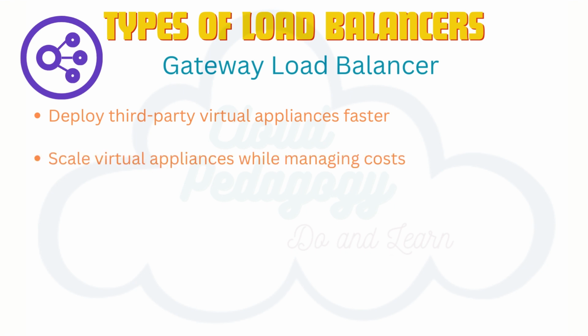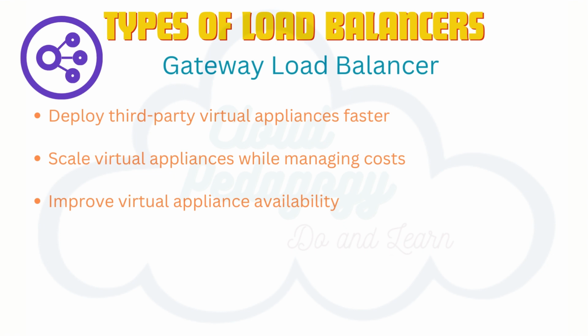Next, scale virtual appliances while managing costs. Hitting the limit of what your virtual appliances can handle can bottleneck your entire network. To prevent this, Gateway Load Balancer automatically scales your virtual appliances up or down, again based on your demand. Next, it improves your virtual appliance availability. To ensure your virtual appliances are available and healthy, Gateway Load Balancer runs health checks in a configurable way.